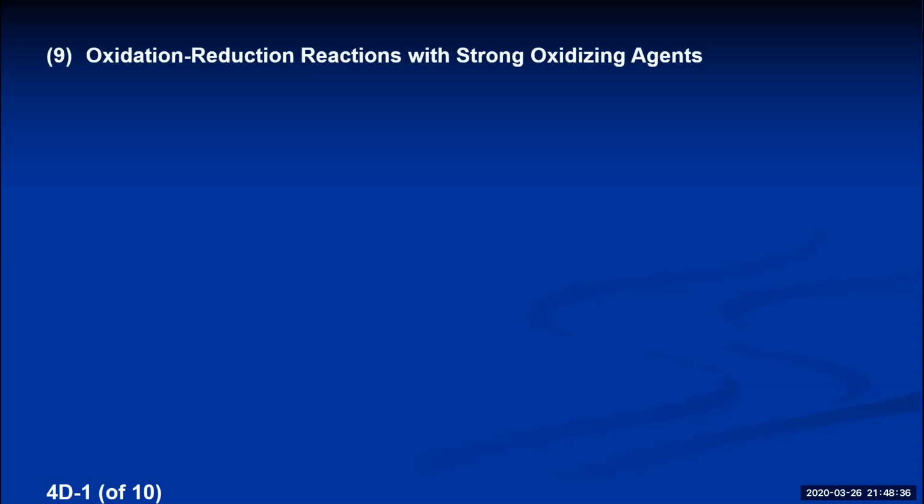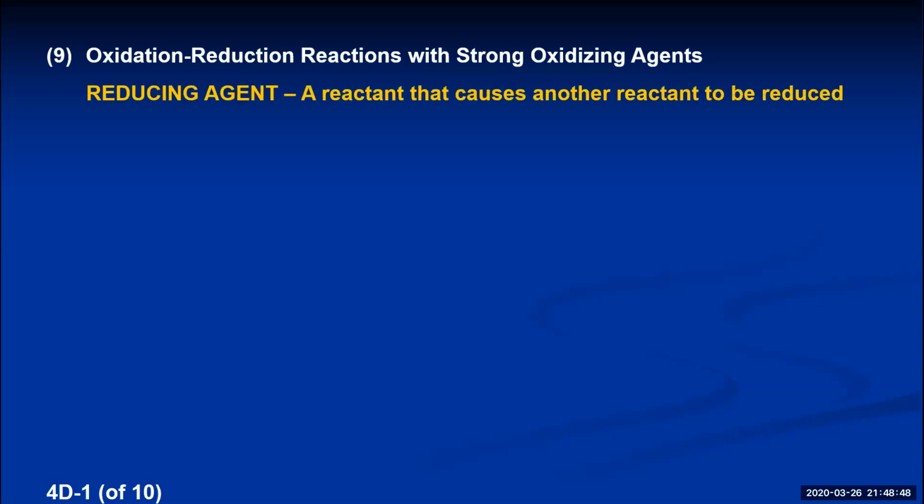This is lecture 4D, and today we're going to talk about the ninth and final type of chemical reaction. This is a non-obvious type of reaction. It's an oxidation-reduction reaction that contains a strong oxidizing agent. So a couple of definitions to start.